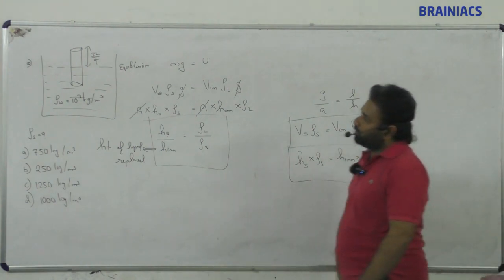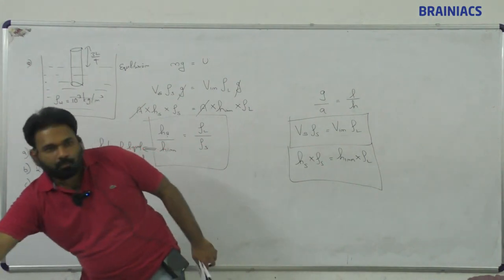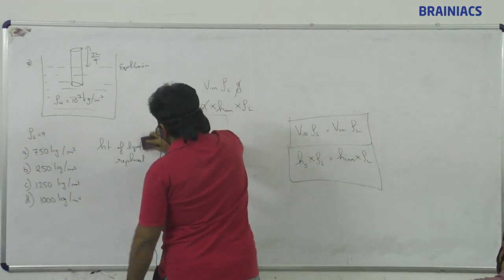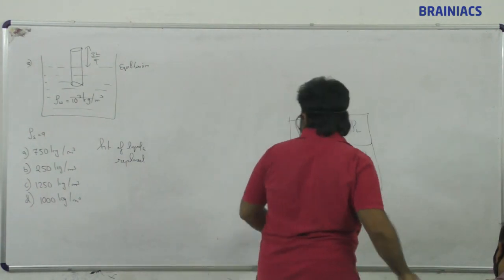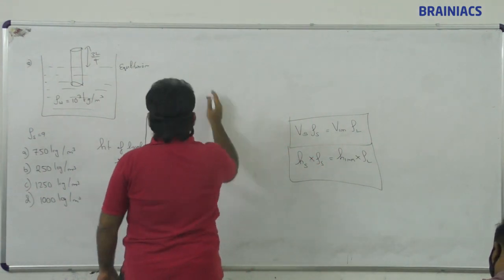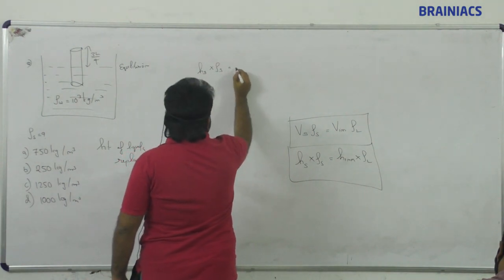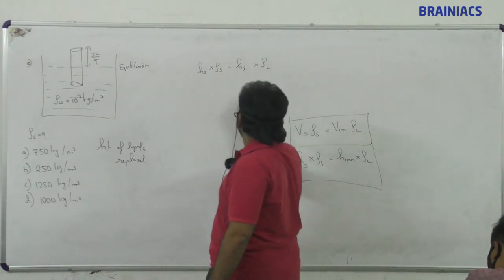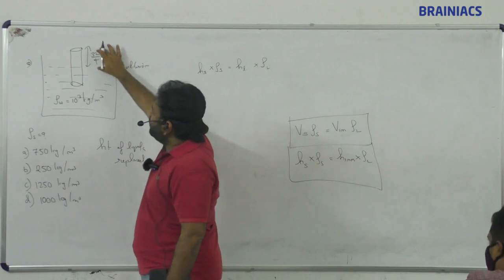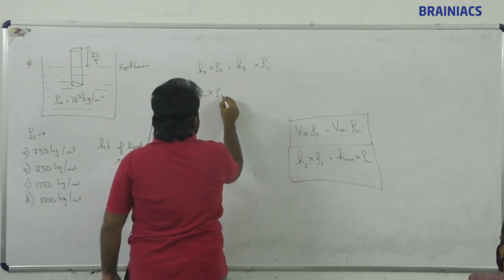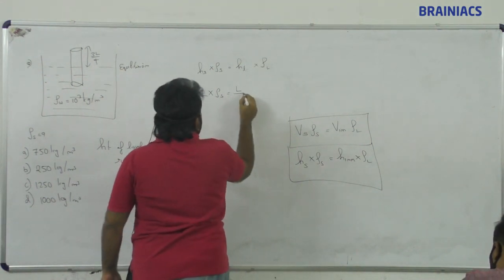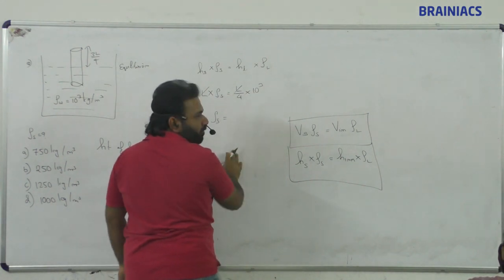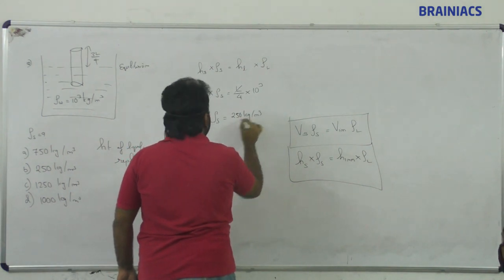Clear children? Okay, now what about this one? What is the density of the liquid? 250. Okay. So here the density of the solid we do not know. Height of the solid into density of the solid is equal to height of the immersed part into density of the liquid, or height of the liquid replaced into density of the liquid. What is the height of the solid? 3 by 4 plus 1 by 4 only, right? So this is L. Density of the solid. How much is the height of the liquid replaced? L by 4. Density of the liquid is 10 raised to 3. Correct or what? So this is going to be 0.25 into 10 raised to 3, 250 kilogram per meter cube. Clear or what?